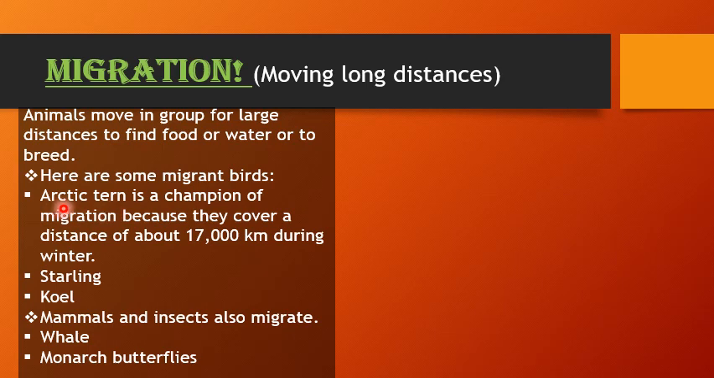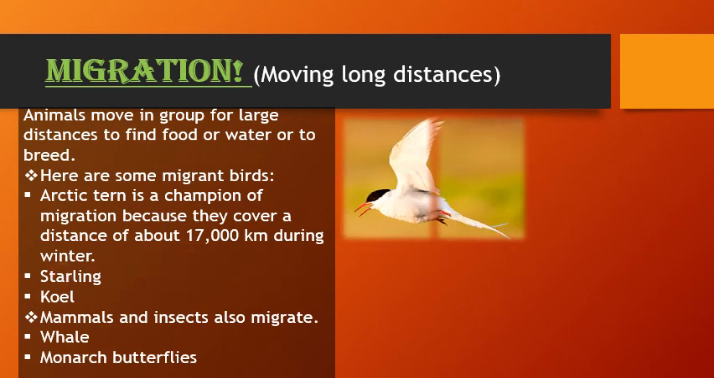Arctic tern is the name of a bird that is thought to be the champion of migration because they cover a distance of about 17,000 kilometers during winter, and this is how it looks. It's so beautiful, and it is the champion of migration. It covers about 17,000 kilometers during winter.